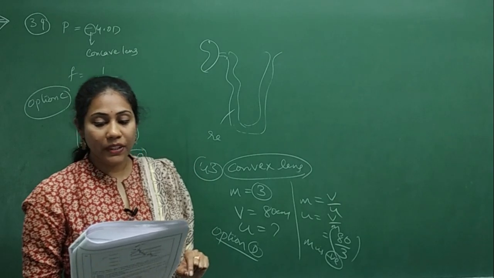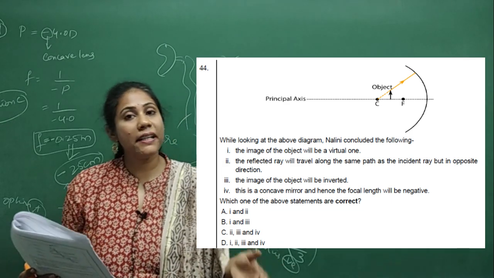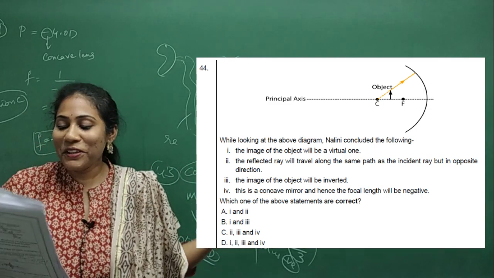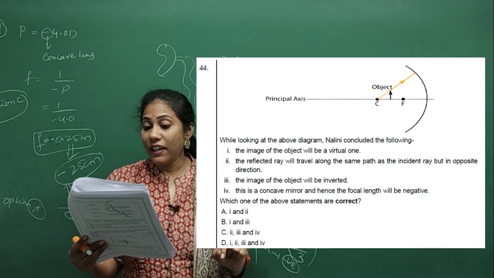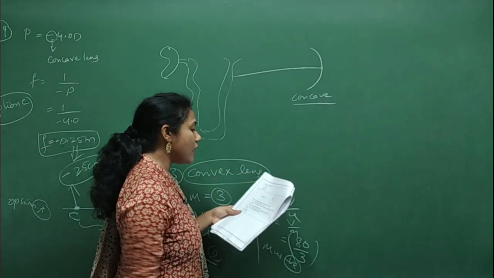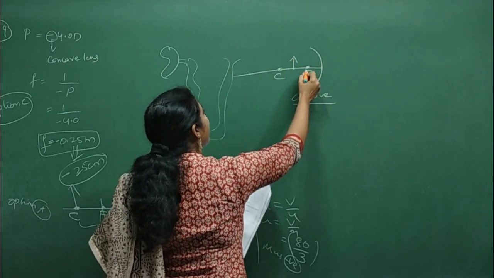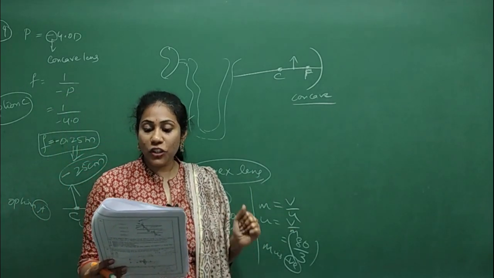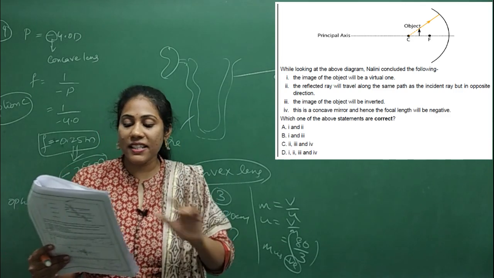Coming to the 44th question. See, they have given one figure here. So looking at this, you have to select which of the statements are correct. Okay. See, while looking at the above diagram, Nalini concluded the following. It's my name. Okay, it's me. Look at the first sentence. The image of the object will be virtual. Okay. So definitely, if you can see this mirror, and see where the object is placed. It is placed between C and F, right? So if an object is between C and F in a concave mirror, definitely a real image is formed, right? A virtual image will not be formed, a real image is formed definitely. So sentence 1, that is the first statement, is wrong.